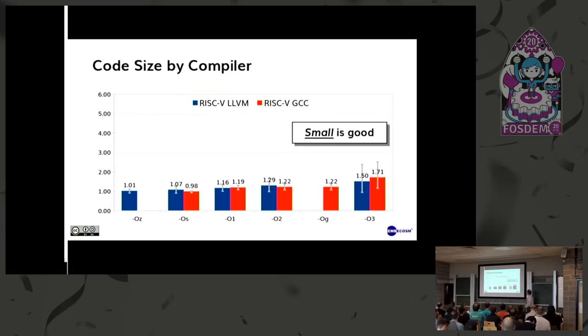So at the gross level, we can actually look at two compilers. So here's RISC-V LLVM against RISC-V GCC. I've looked at code size, I've looked at the various optimization levels and what it does to code size. So you can see here that as we increase optimization, code gets bigger. Okay? And notice that they're all normalized to a reference platform.